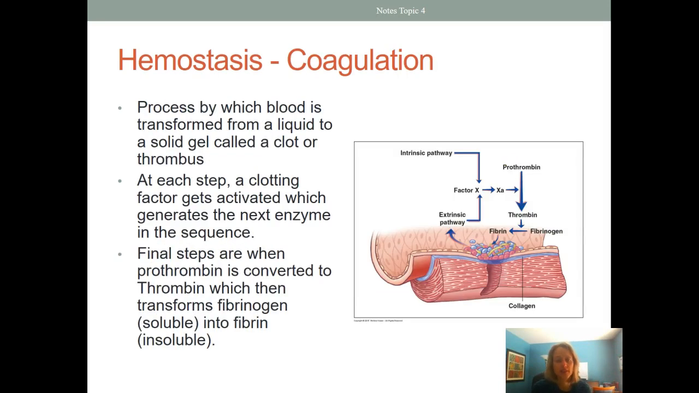Coagulation is the next step. This is the process in which the blood gets transformed from a liquid into a solid blood clot or thrombus. This involves clotting proteins that are found inactive in the blood, and then they get activated, and each factor then activates the subsequent factor, until we end up with the final steps in which prothrombin gets converted to thrombin, and then thrombin converts soluble fibrinogen into insoluble fibrin strands.